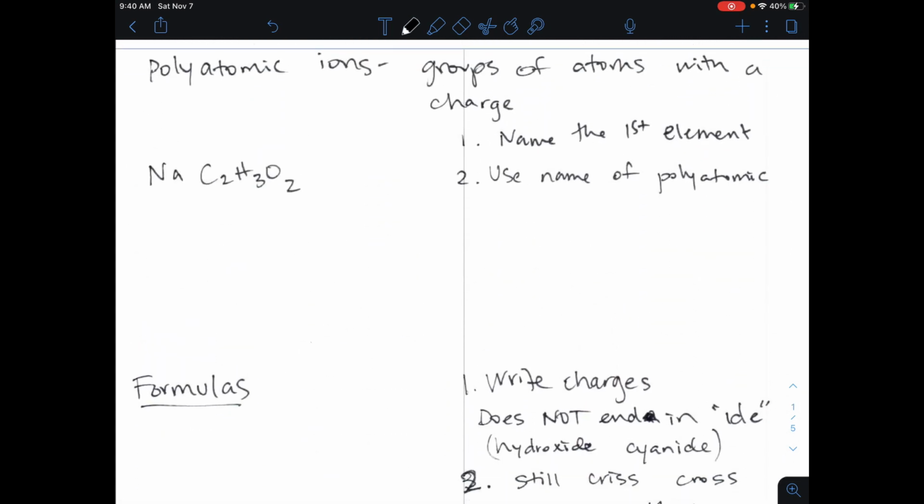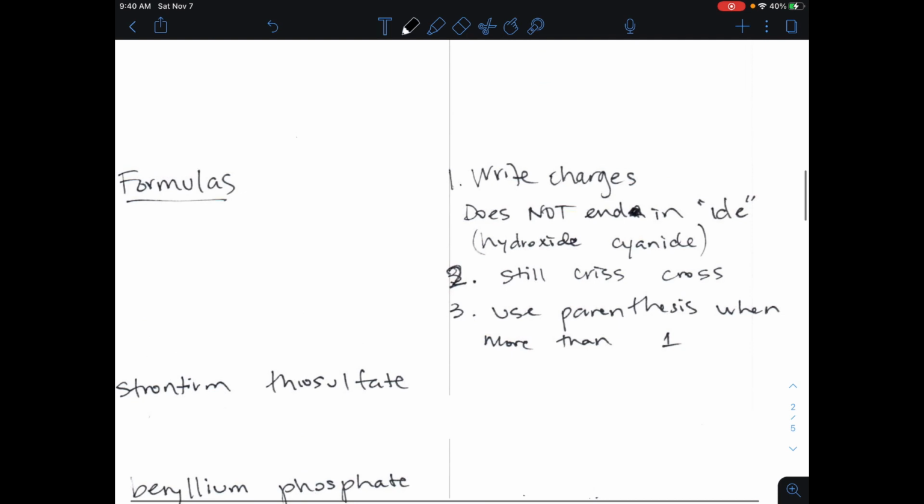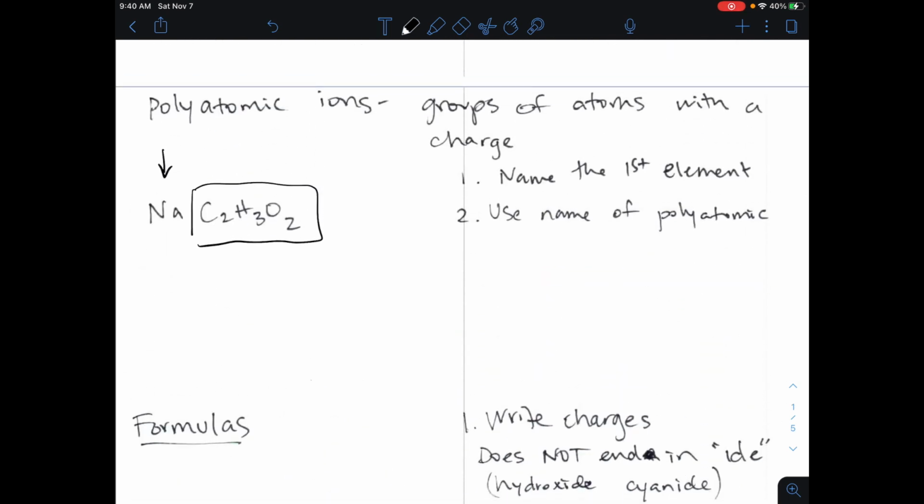So for NaC2H3O2, the trick is, this looks more complicated, right? But the reality is, it only ever consists of 2 things. The first thing is that one right there. And then the second thing is this one. It looks complicated, but there's a line for that here on the polyatomic ion sheet. Okay, so that's the trick, is to remember, no matter how complicated it looks, it's only ever going to be 2 things put together. So the first one, I think maybe is sodium. And then the second thing is we go look for C2H3O2.